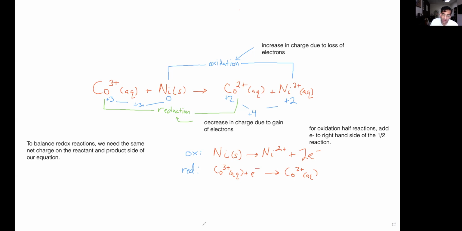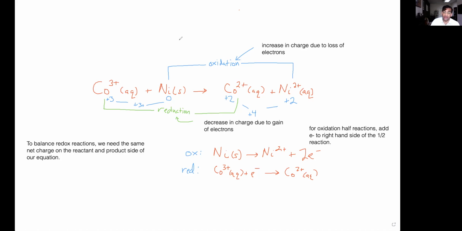And so now if I combine these, what's going to happen is I'll have nickel plus Co 3 plus, the solid nickel that's neutral, plus 1 electron is equal to nickel 2 plus, cobalt 2 plus, 2 electrons. And my net charge on both sides is still not quite equal. I have 1 more stray electron on the right-hand side than the left-hand side.